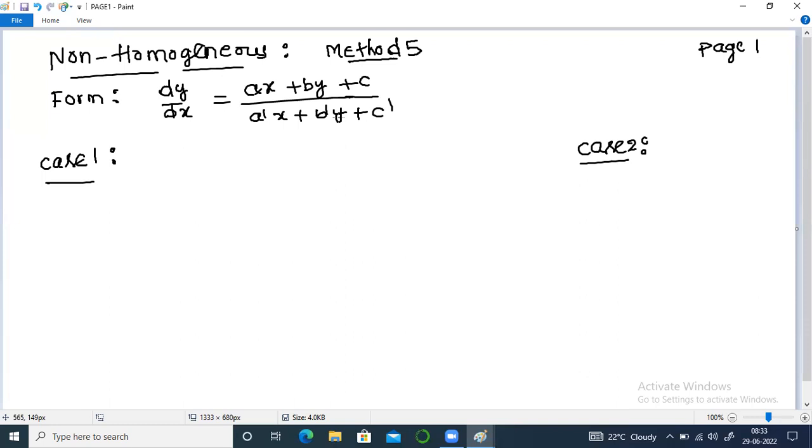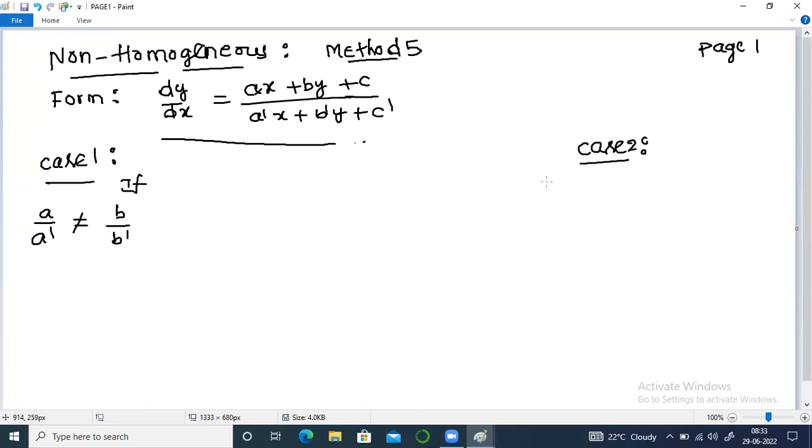But here, how do we remove c and c dash? That is what you have to check. In the non-homogeneous differential equations form, there are two cases. Firstly, you have to check whether a over a dash is equal to b over b dash. If a over a dash is not equal to b over b dash, then there is a procedure to solve the problem.